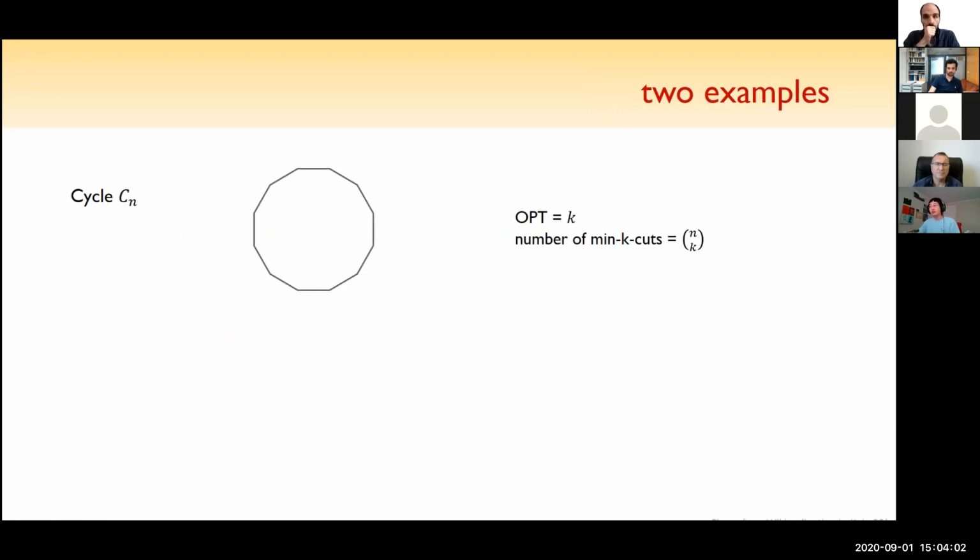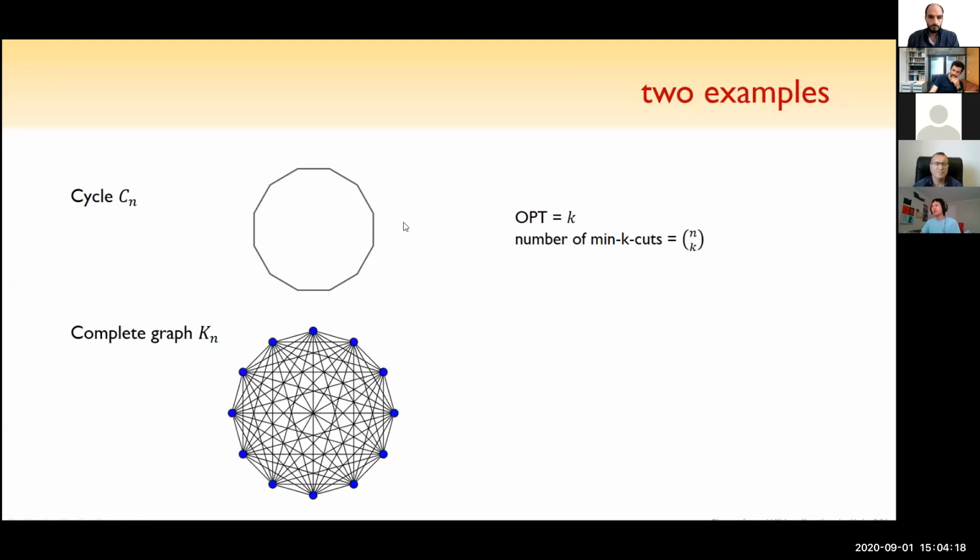So one is the cycle, and here the opt is just K. So imagine every edge weight is 1. So opt is K, and the number of min K-cuts, a problem we'll also be considering, is n choose K, because we can delete any K edges in the cycle to get K pieces.